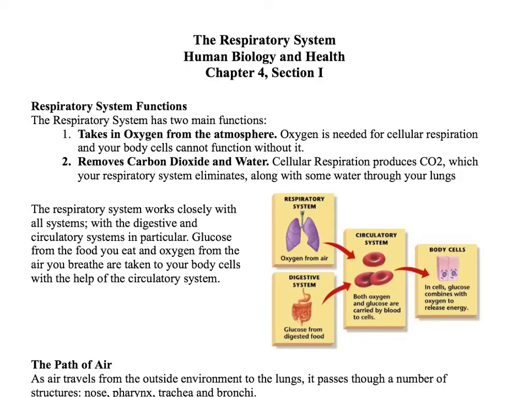The respiratory system has two main functions, which you probably already realize since we just finished the cardiovascular system. So the respiratory system takes in oxygen, let me change my color here, from the atmosphere. Oxygen, you have to remember, is needed for all cellular respiration, and it removes carbon dioxide and water. So it takes in oxygen from the atmosphere. It removes carbon dioxide and water.